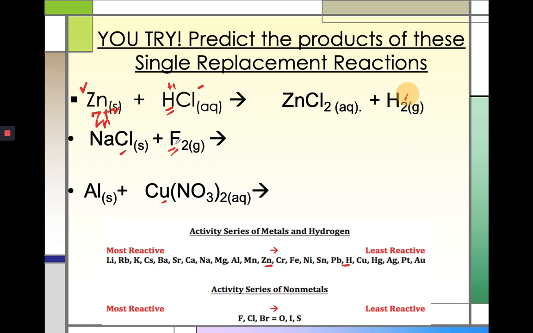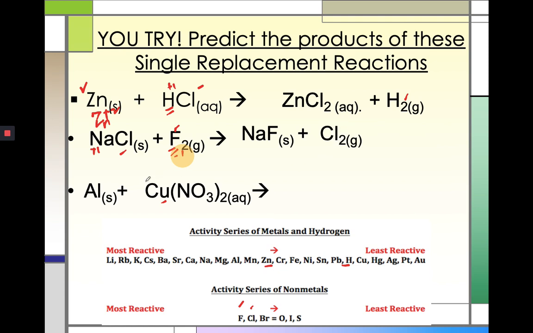In here, what will be our product? Are we saying that fluorine will be able to displace Cl? Based on this, yes, fluorine is stronger than Cl. So we end up with NaF and Cl sub 2. Take note that the charge of sodium is plus 1 and the fluorine atom is minus 1. So when you crisscross, disregarding the sign, that is NaF. And chlorine cannot exist as a monoatomic species, so that's why it's a diatomic molecule, Cl2.